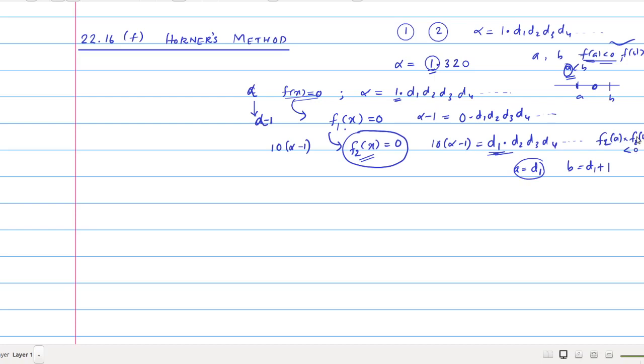So the product is always less than 0. That is the meaning of taking two opposite signs. പ്രോഡക്റ്റ് എടുക്കുമ്പോൾ നെഗറ്റീവ് വരും. അപ്പൊ നമുക്ക് അതിലെ ചെറിയ നമ്പർ a എന്ന് വിളിക്കാം, d1 വിളിക്കാം, b എന്ന് പറയുന്നത് d1 plus 1 അല്ലെങ്കിൽ d1 minus 1. Anyway, we can track this d1.